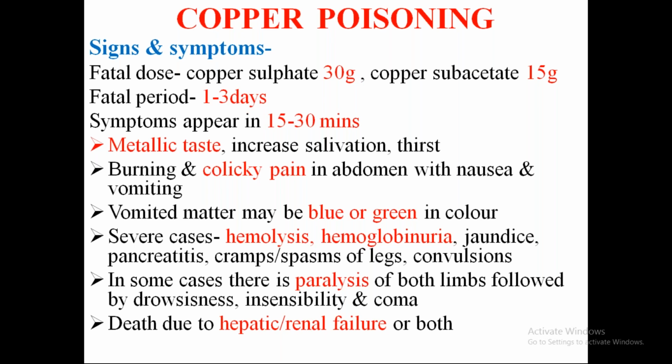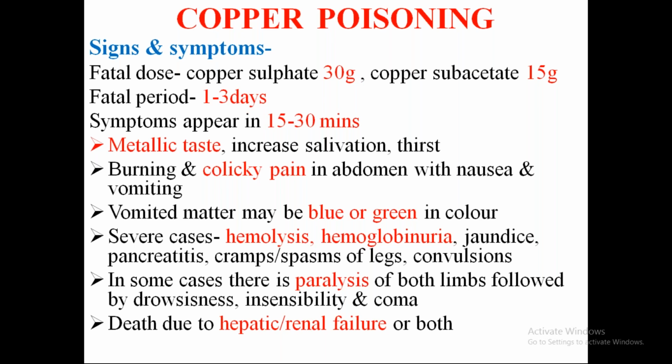In severe cases, there can be hemolysis and then hemoglobinuria, jaundice, pancreatitis. Cramps or spasms of the legs can be seen, and then convulsions can be there in severe cases. And then in some cases, there is paralysis of both limbs followed by the CNS symptoms, the drowsiness, insensibility, and then coma. And death is mostly due to organ failure, hepatic and renal failure, or both. So these are some of the brief symptomatology of copper poisoning.